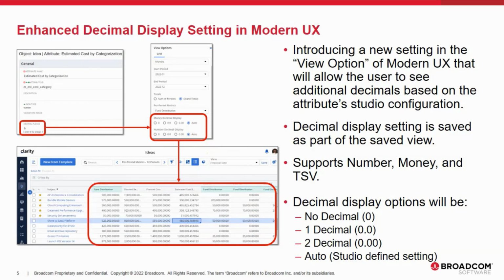This setting will support number, money, and TSV, and now the user will have the option to really view the data in one of four ways. They can either view it with no decimal by setting it to 0, they can view it with 1 decimal, 2 decimal, or auto, which will then be based on the studio settings.